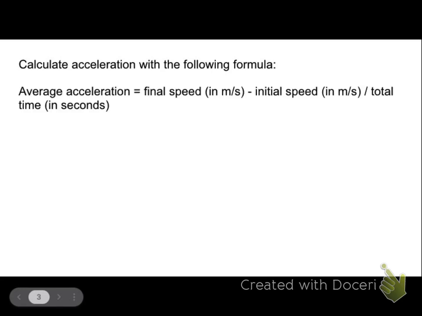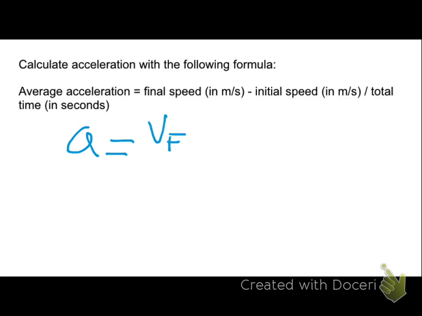Next, we need to learn how to calculate acceleration. We use this equation. Average acceleration is equal to the final speed of an object minus the initial speed divided by total time. You may occasionally see this written differently. I am going to use the formulas that I am familiar with. So usually I will write it as acceleration is equal to velocity final minus velocity initial divided by time.